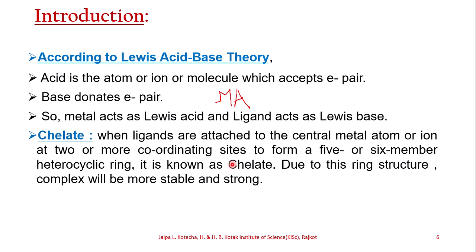Chelate is a word obtained from the Greek word chele, and it gives a ring structure, a claw like structure. So due to this ring structure, the complex formed will be more stable and strong. So that is known as a chelate or a ring structure. Also we call this complexometric titration a chelatometric titration.